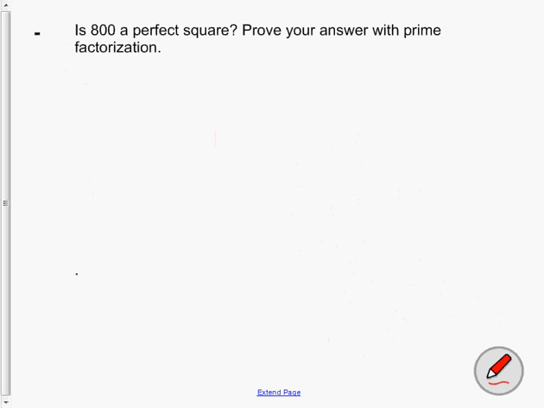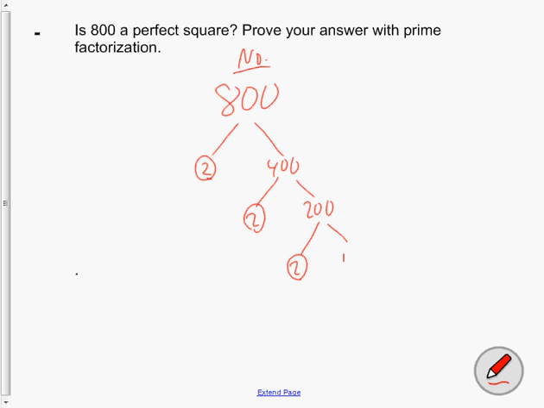Next question says, is 800 a perfect square? Prove your answer. So I know the answer is no, because I know my perfect squares and I know 800 isn't, but I'll show you how. So prime factorization, I'm going to take the prime factor of 2, and 2 times 400 is one way to get 800. Another way to get 800 would be 2 times 2 times 200. So what I'm really doing is slowly breaking it down into prime factors. So 2 times 2 times 10 times 10 is another way to get that.